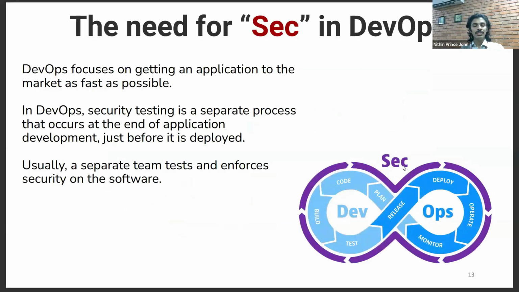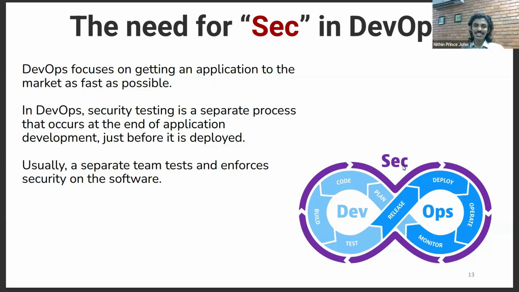Then what is the need for security in DevOps, or why are we going with DevSecOps? So basically in DevOps, the main focus is on getting an application to the market as fast as possible. That means we need to release the software as early as possible. And in this DevOps, what happens is that we will do the security testing at the end of the application deployment. That means when we are in the pre-production server, we will do the security testing.